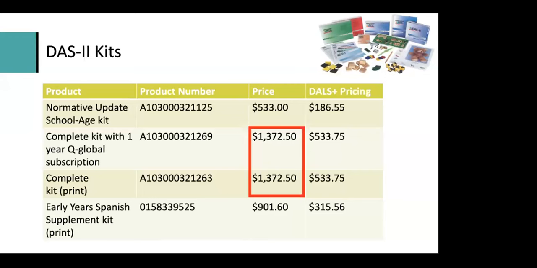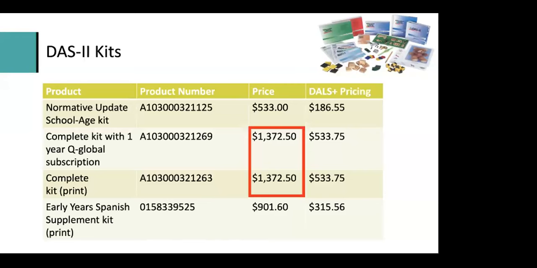And I posted the pricing here, so you'll notice in the red square, you'll see the complete kit with 1-year Q Global subscription. This is the price with the pre-publication discount. And you'll also see the price for the complete kit. It's the same price, $1,372.50. And this is the pre-publication discount.